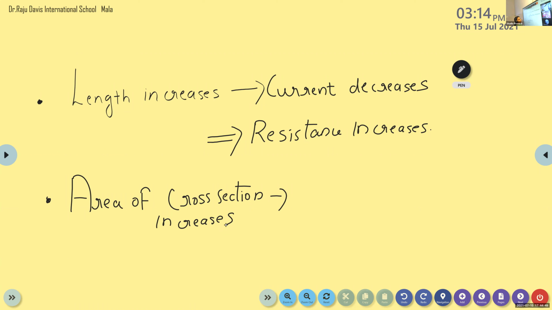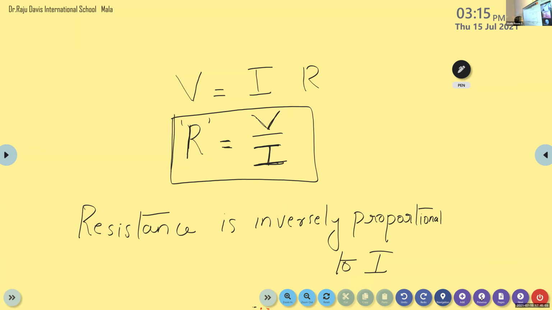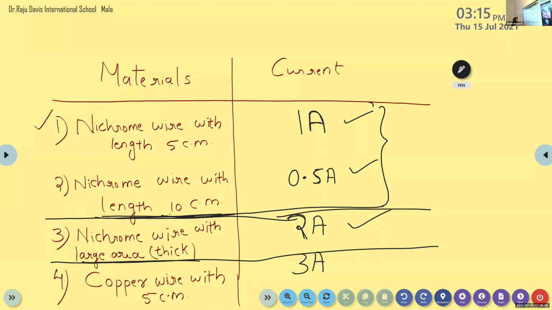What happens to the value of current? Current increases. Here you can compare with the table. When we are connecting the nichrome wire with a large area of cross section, the value of the current increases. It increases to 2 ampere, when compared with the first two cases.